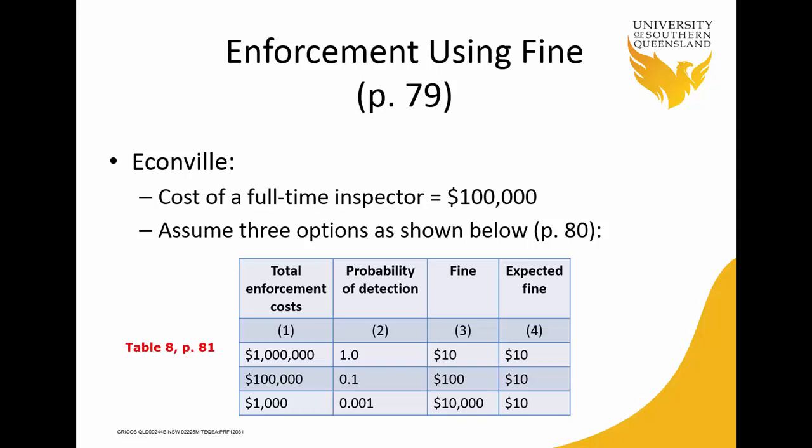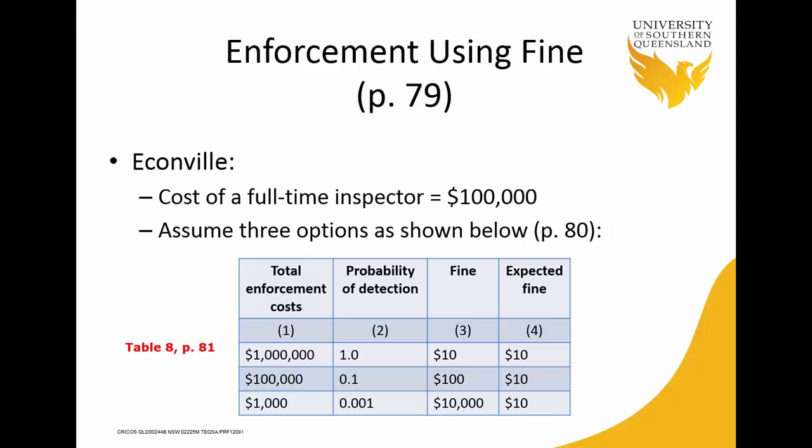So we are limiting the analysis to these three options: either 10 inspectors full-time, or one inspector full-time, or one inspector part-time. And as you can see, the probability of detection will vary depending on the number of inspectors you hire. If you have 10 hired full-time, we'll assume that that's enough to give you complete certainty that you will monitor the system and catch anyone who double parks.